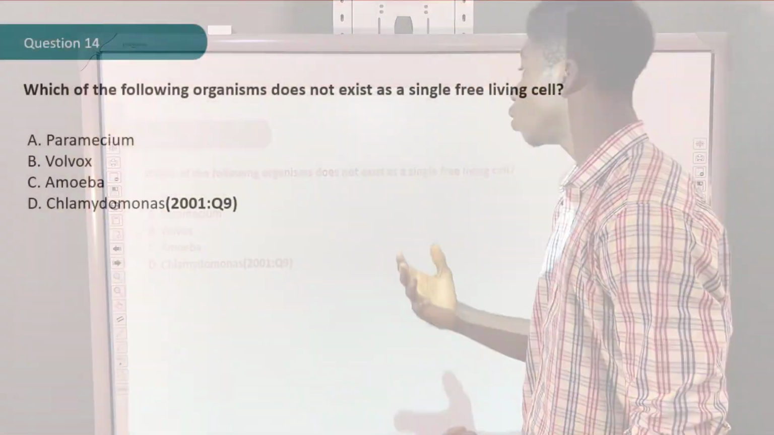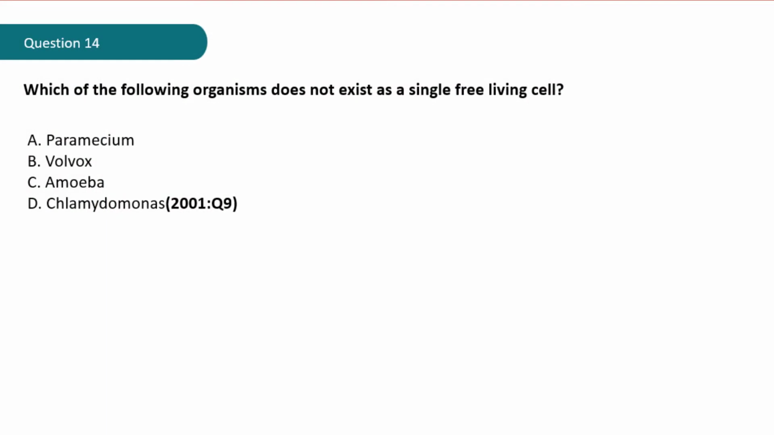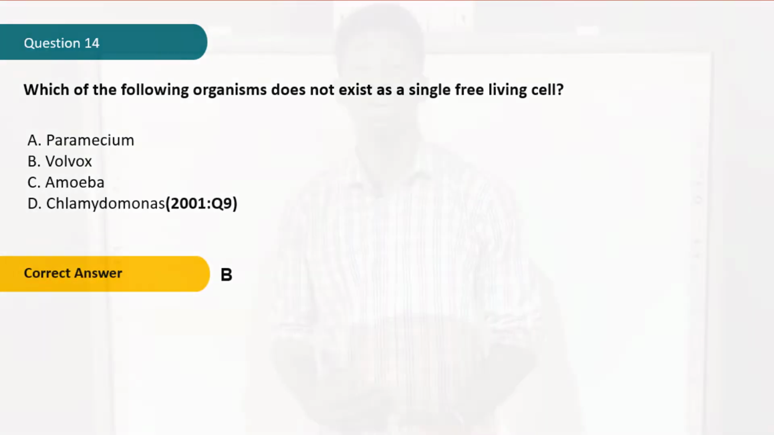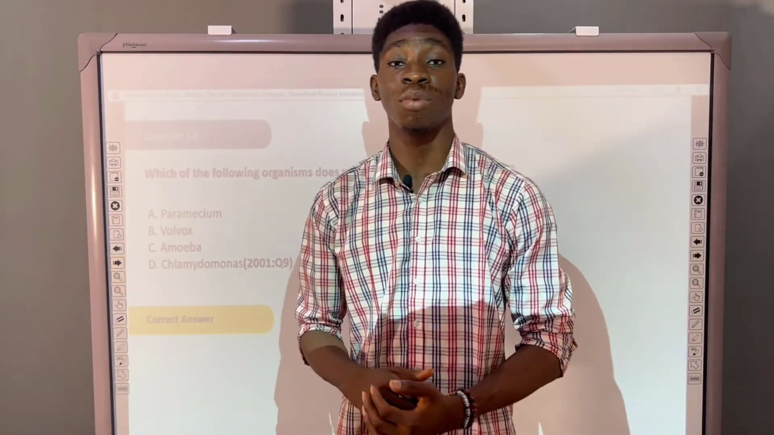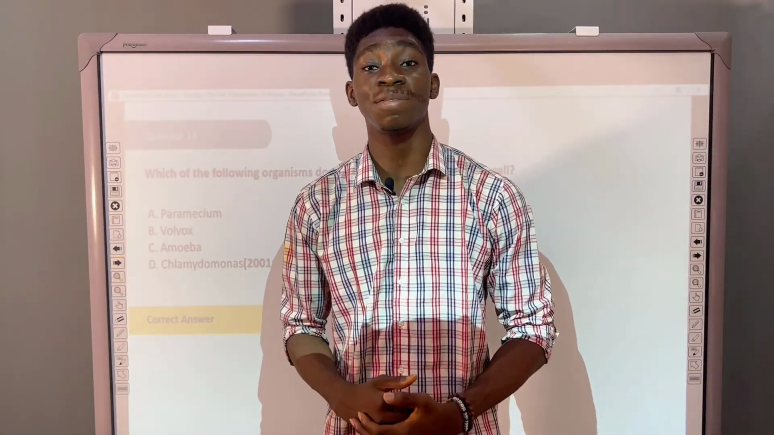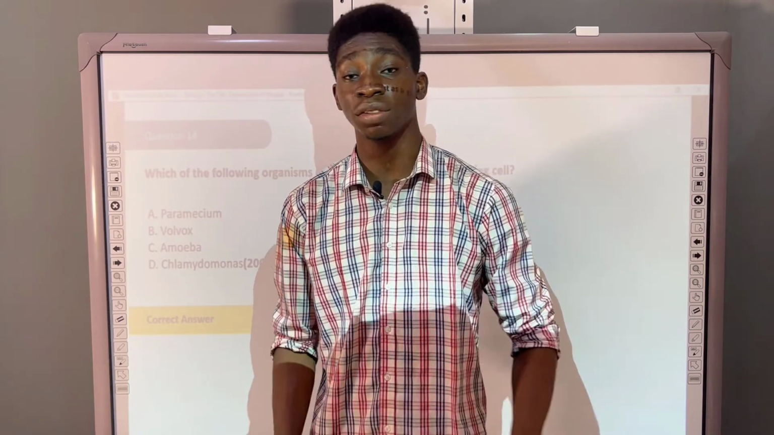Question 14. Which of the following organisms does not exist as a single free living cell? A. Paramecium, B. Volvox, C. Amoeba, D. Chlamydomonas. Question 9 in year 2001. Let's give that a try. Now let's see what the answer says. The correct answer is B. The correct answer is B, Volvox, because Volvox is the only organism among the organisms listed here that doesn't exist as a free living organism. It exists as a colony.